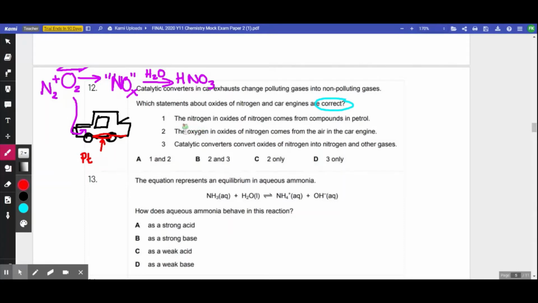So we're looking for correct ones. The nitrogen in oxides of nitrogen comes from compounds in petrol. Well, clearly that's where the false part is. The oxygen in oxides of nitrogen comes from the air, so that is correct. And catalytic converters convert oxides of nitrogen into nitrogen and other gases, which is also correct. As a result of that, we've got response 2 and response 3, and that is the correct response to give.